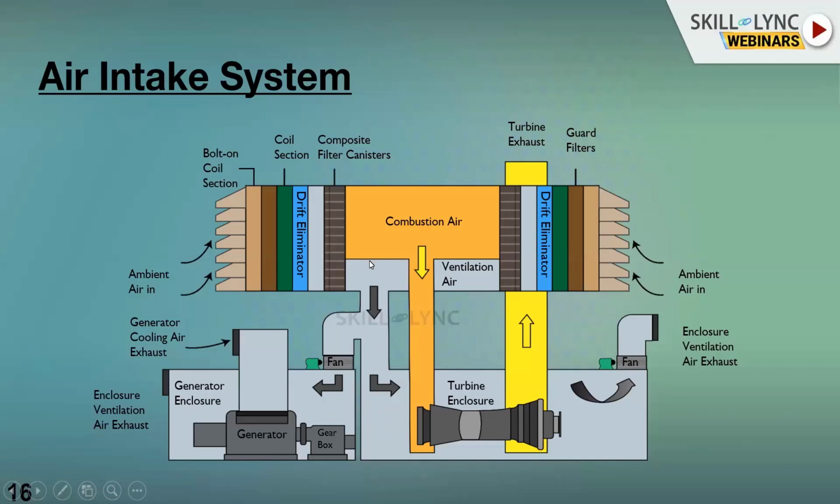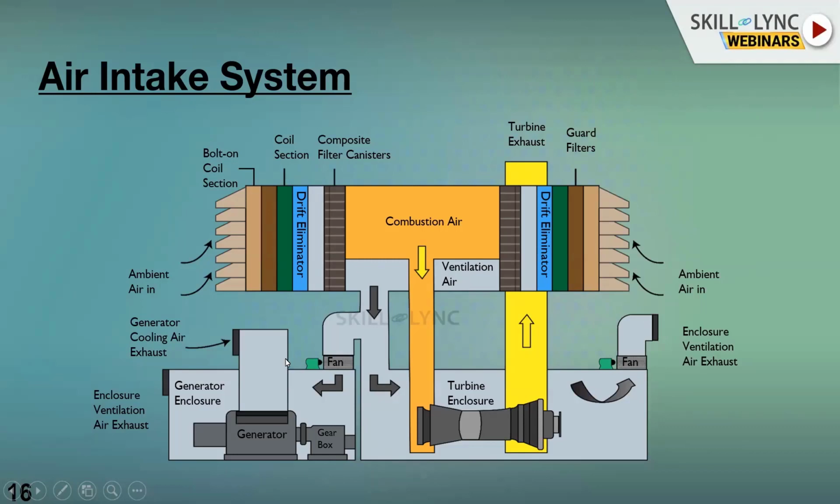If there is no partition in the compartments, there is no way to designate how much air is entering into each compartment. Then ventilation air goes into the turbine and cools down the enclosures, both the turbine enclosures as well as the generator enclosure. Now, when it cools down the compartments, you obviously want the air to be let out. So we have ventilation air exhaust for the same feature.